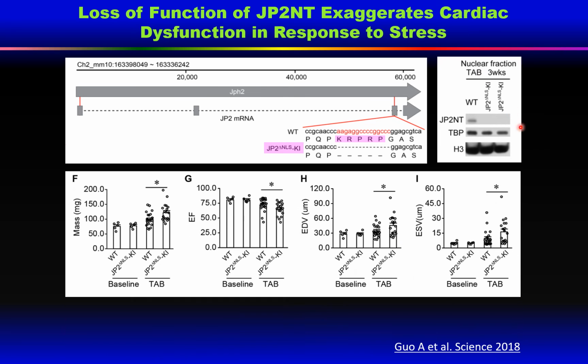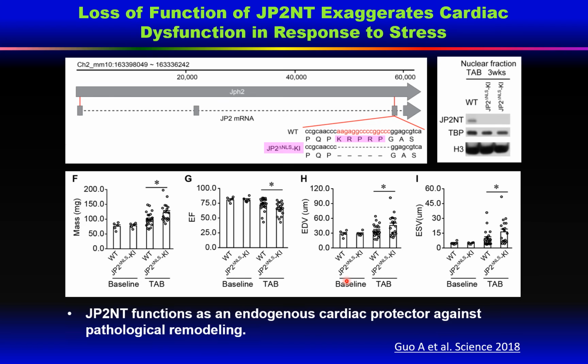Importantly, we found that NLS deletion mutant mice are more vulnerable to cardiac stress, so that pressure overload induced bigger heart and worse heart function in the NLS deletion mutant mice, while the animal is completely normal at baseline. So these results further support the notion that JP2NT functions as an endogenous cardiac protector against pathological challenges.